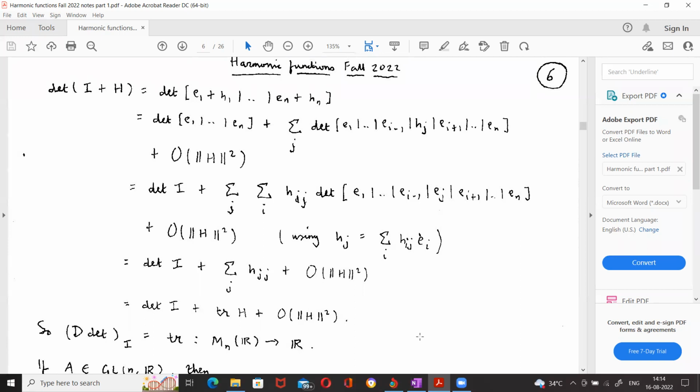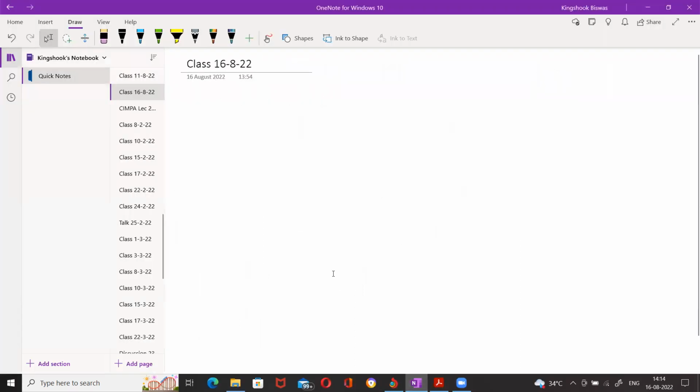Well, this typo is making it hard to understand. Let me just write it here. I'll just do the calculation without the typos. So we have H, which is H1 to Hn, and then the determinant of I plus H.